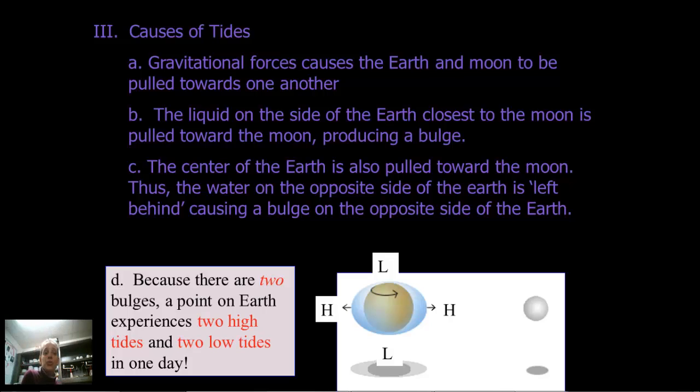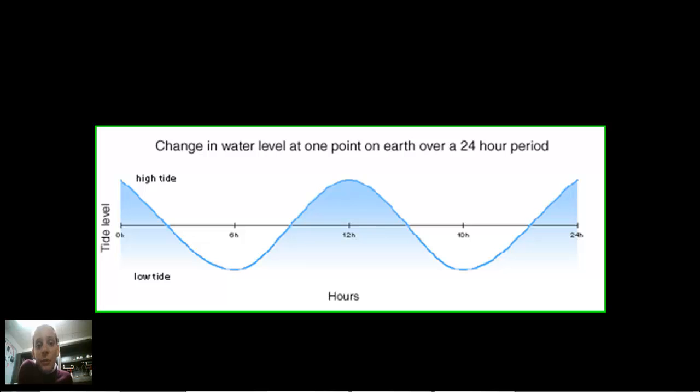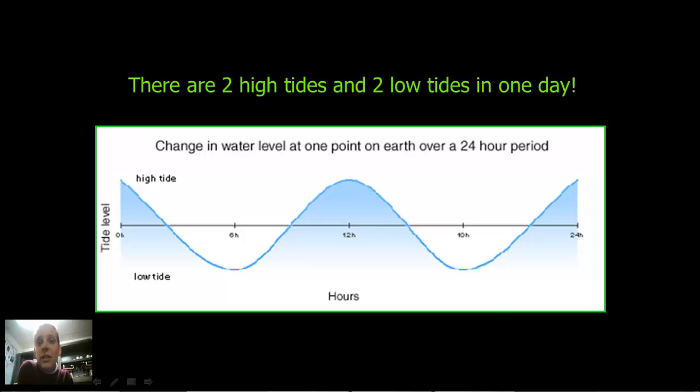Because there are 2 bulges, a point on Earth experiences 2 high tides and 2 low tides in one day. So this is a representation of change in water level at one point on Earth over a 24-hour period. And what you can see are 2 high tides, and then 2 low tides. So there are 2 high tides and 2 low tides in one 24-hour period.